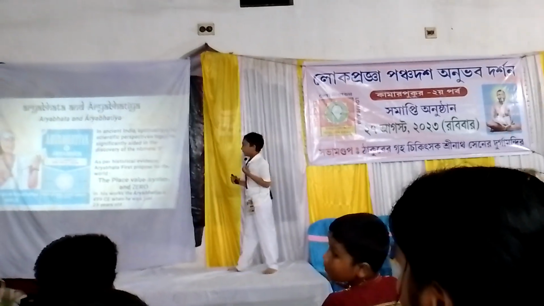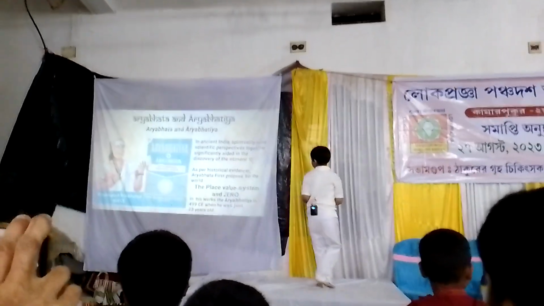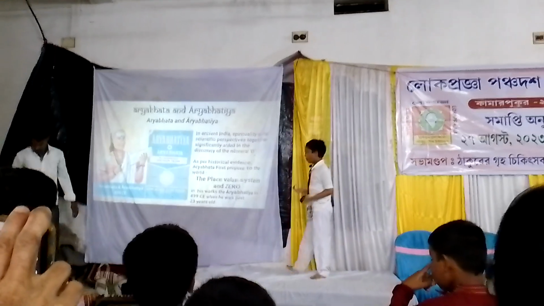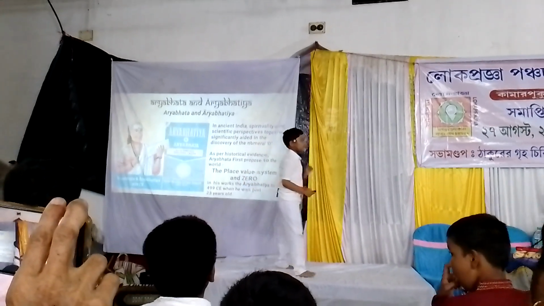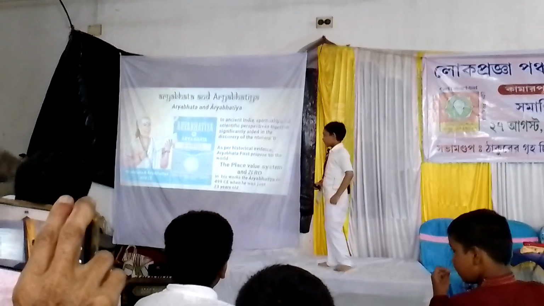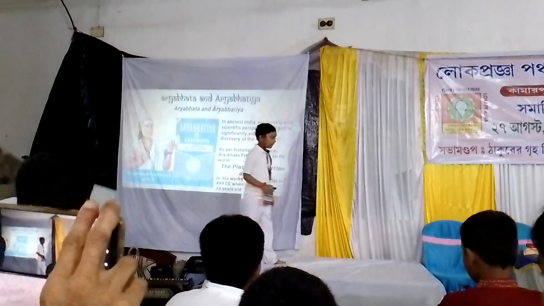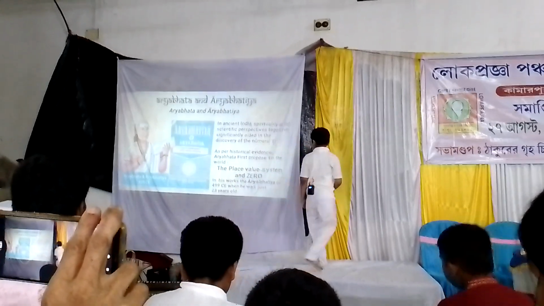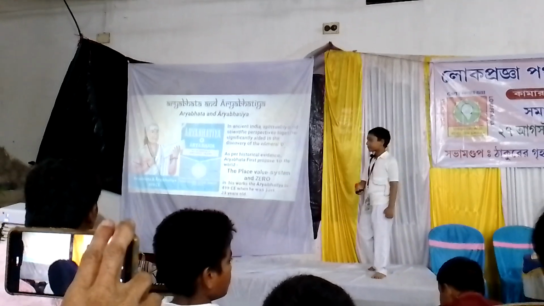In ancient India, spiritual and scientific perspectives together significantly aided in the discovery of the numeral zero. As per historical evidence, Aryabhatta was the first to propose the decimal place value system and zero, in his work the Aryabhatiya, in 499 CE, when he was just 23 years old.